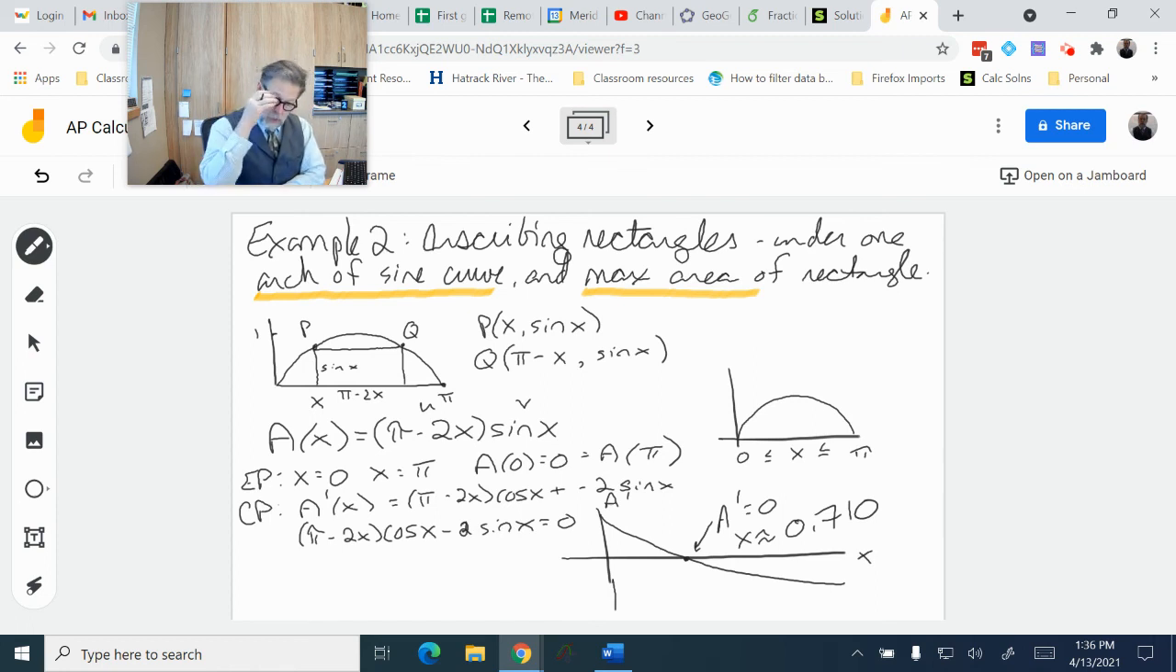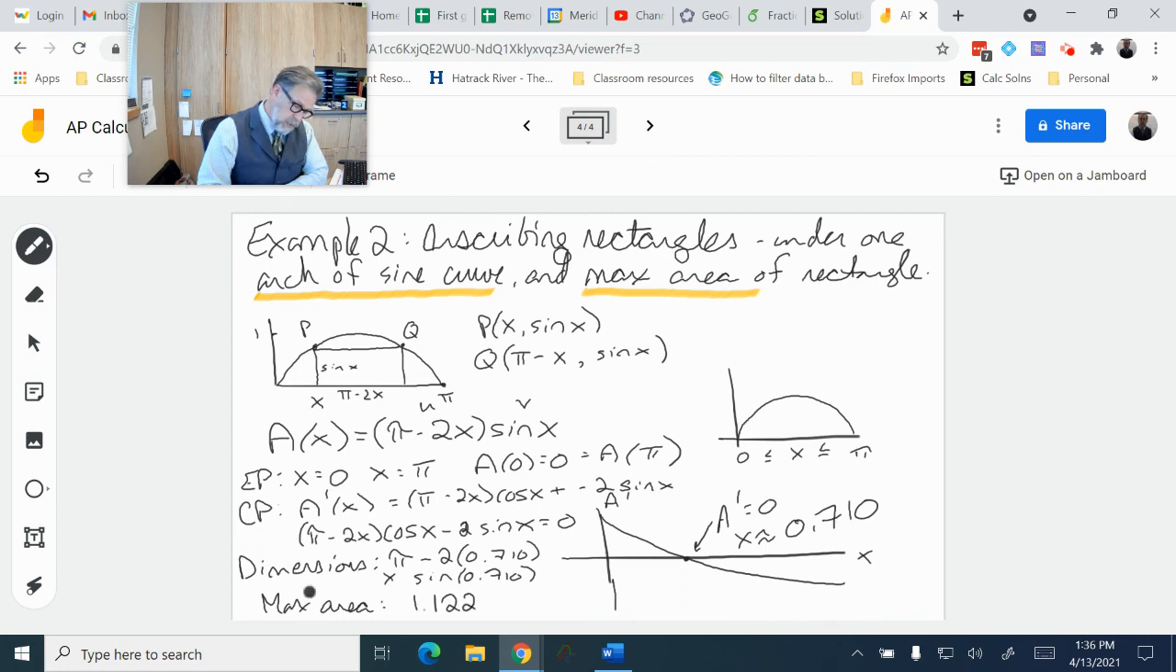So what I know is that the dimensions of my rectangle will be pi minus 2 times 0.710 by sine of 0.710, and my maximum area, which is what I'm trying to find, will be about 1.122 square units.